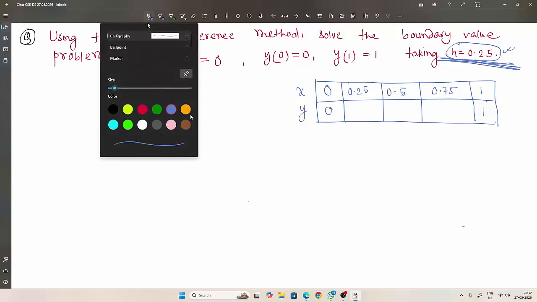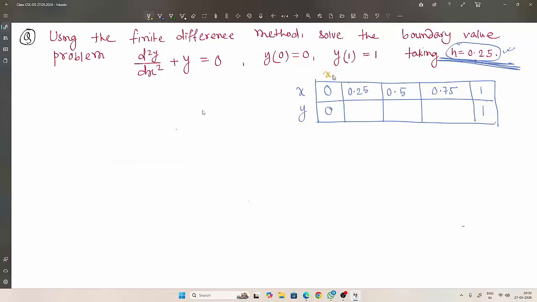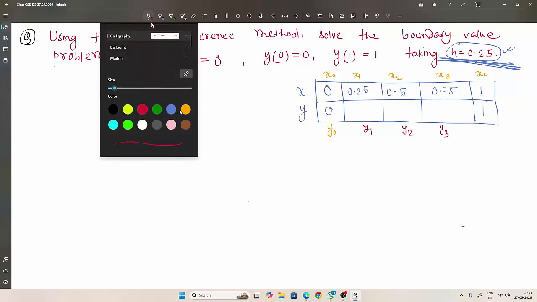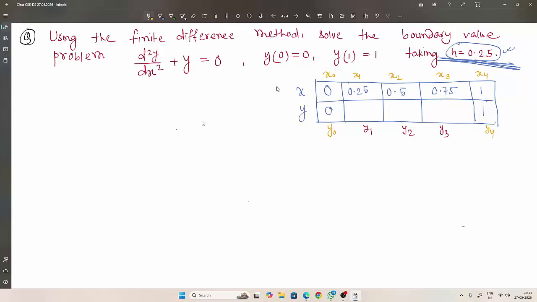And for the symbolic presentation, we are writing this as x0, this is x1, this is x2, this is x3, and this is your x4. And this is y0, which is a known value. This is y1, which is an unknown value. So y1 value is unknown, so I am marking it in red. So this is y1, this is y2, and this is y3. These three are unknown values. We don't know those values. Again, the y4 value we know, so y4 is known. The unknown values we have to find, so I am putting a question mark here. These are our target. We have to find these y1, y2, and y3 values. These three unknowns we have to find using the finite difference method.